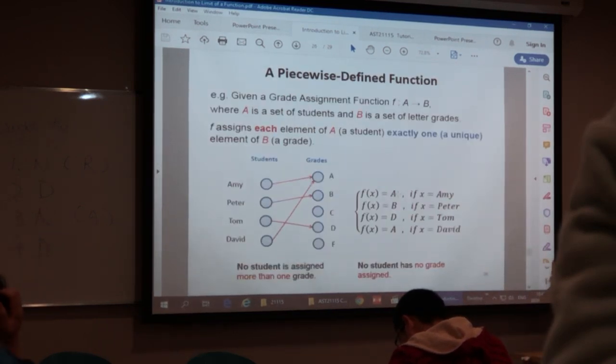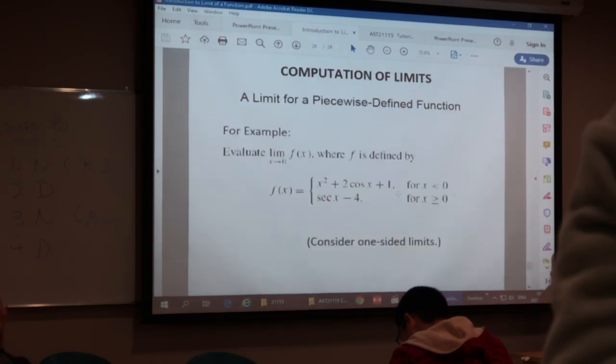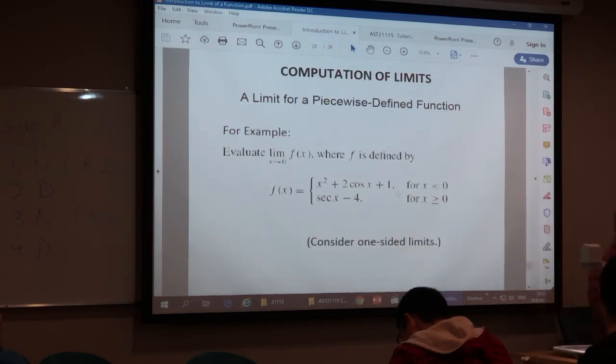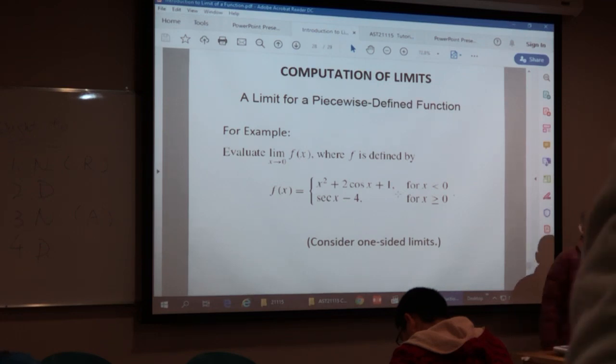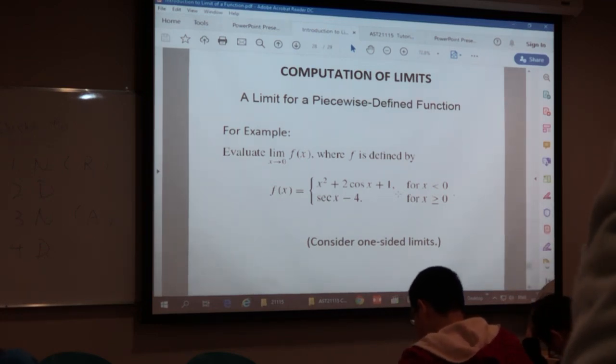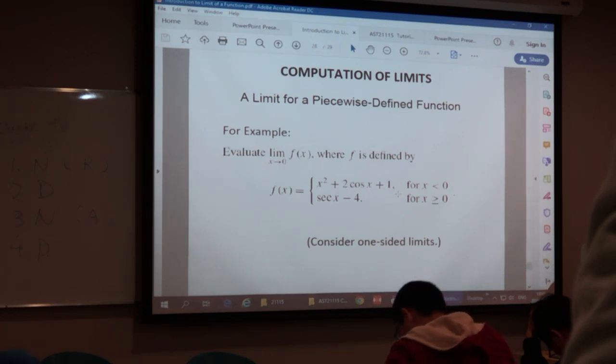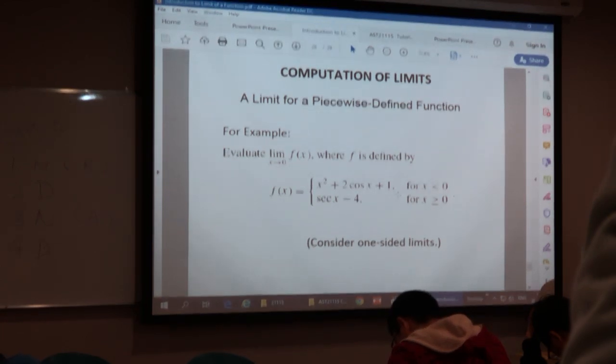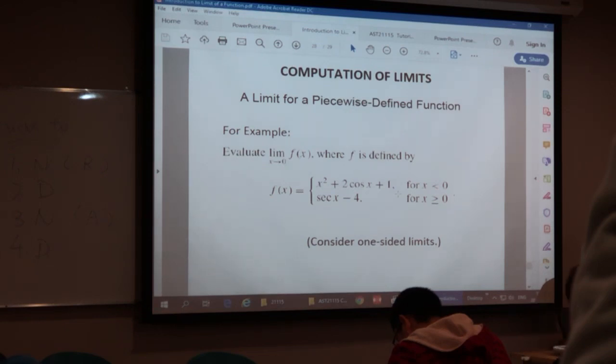We have done this already. So try this out. What is the limit when x approaches 0? Now it is a piecewise function. The left hand side and the right hand side are behaving very differently in this function. So we have to determine the left hand limit and the right hand limit separately before we do any substitution. And so we do it.